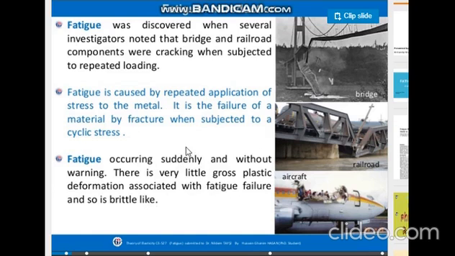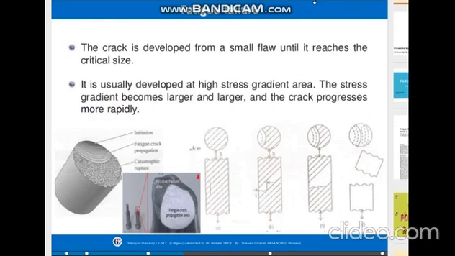You should understand the types of fracture. A fracture is shown here. This type of fracture is called a brittle fracture. This is a typical example of fatigue failure. The crack develops from a small flaw or small crack, and then it reaches a critical value. This is the machine component. Initially there was a crack here, and the cross section will look like this.